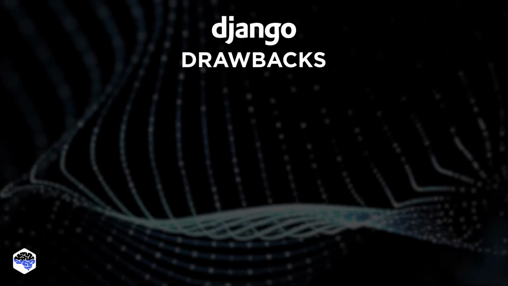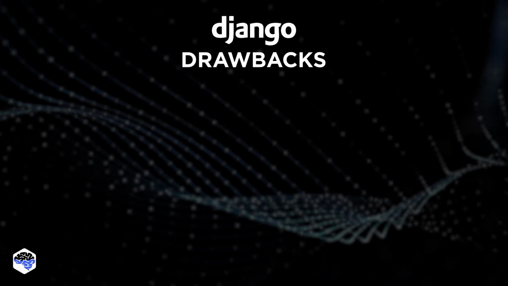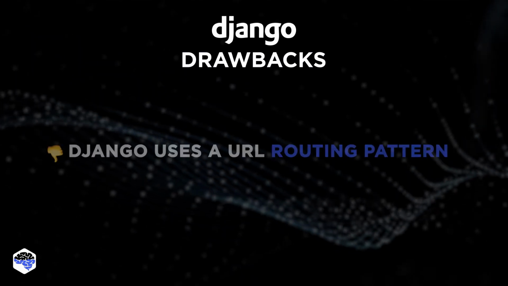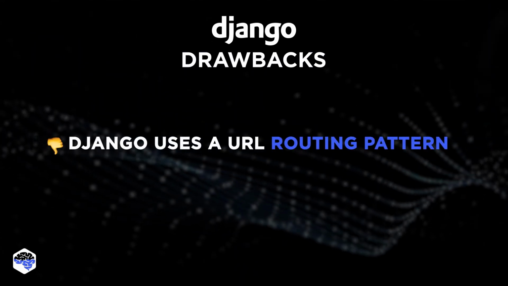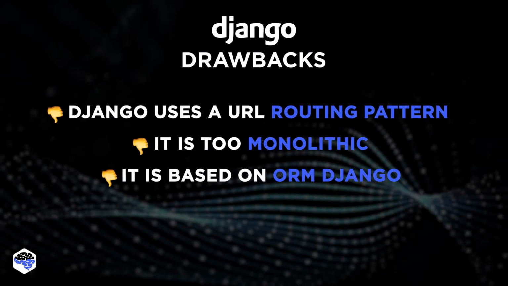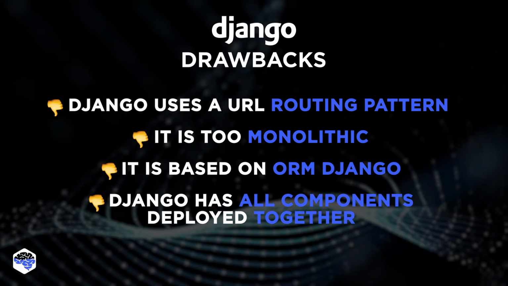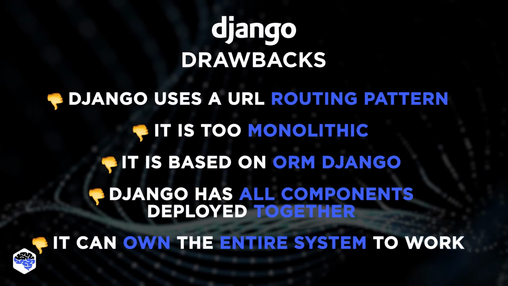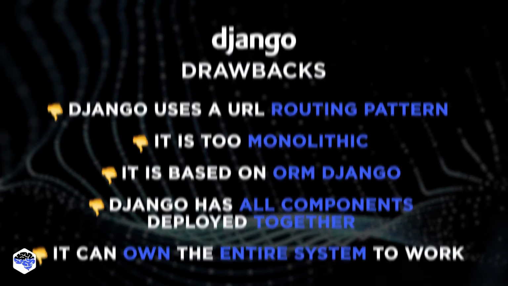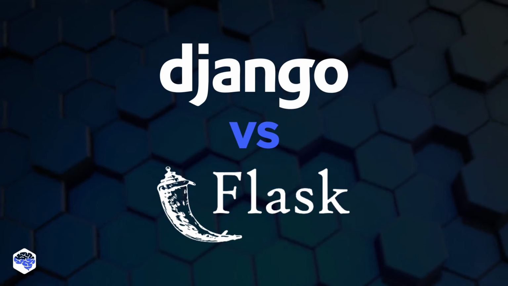What are the disadvantages of Django? While we love Django, it's not perfect for the following reasons, such as Django uses a URL routing pattern, it is too monolithic, it is based on ORM, Django has all components deployed together, and it can own the entire system to work. So what is the difference between Django and Flask, and which is better to choose?